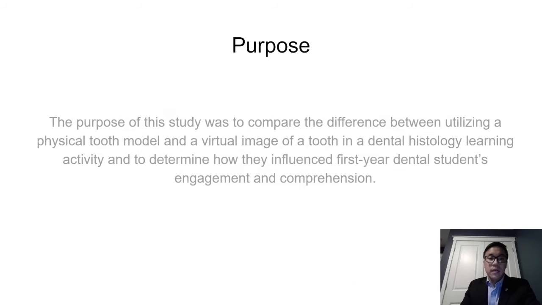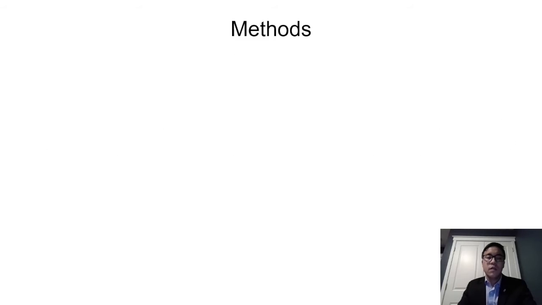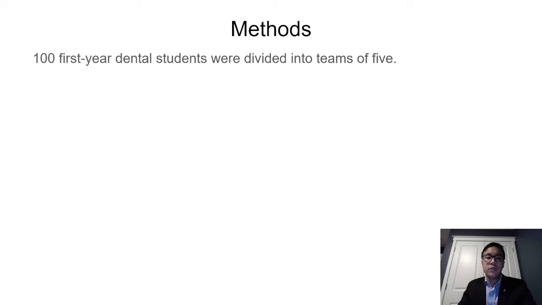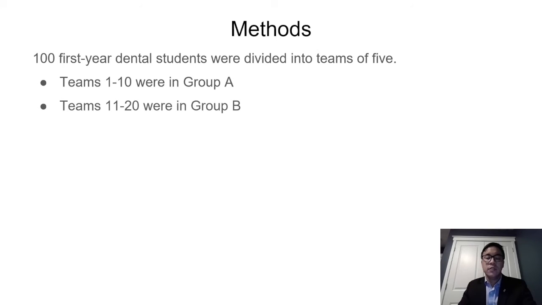The purpose of this study was to compare the difference between utilizing a physical tooth model and a virtual image of a tooth in a dental histology learning activity, and to determine how they influence first-year dental students' engagement and comprehension. The way this study was conducted was by taking 100 first-year dental students and dividing them into teams of 5. Those 20 teams were then divided into 2 different groups. Teams 1 through 10 were in Group A, while teams 11 through 20 were in Group B.